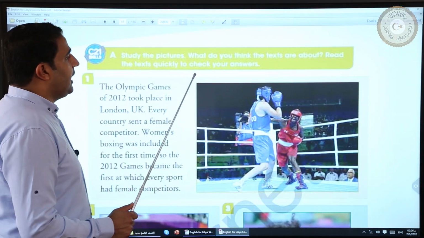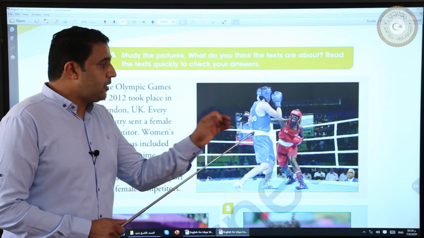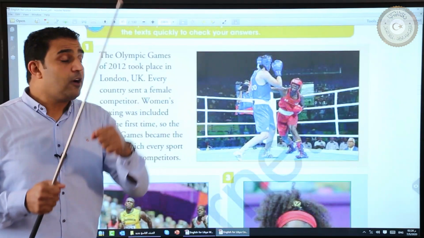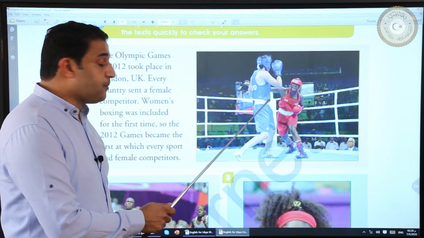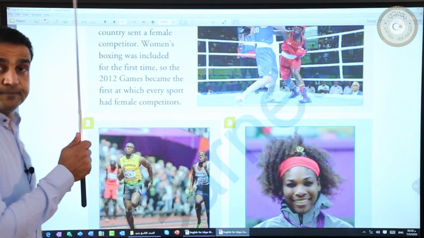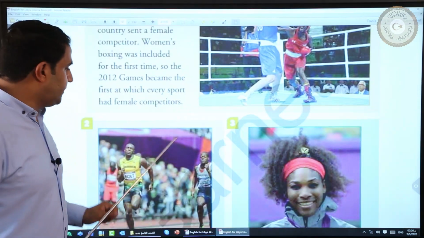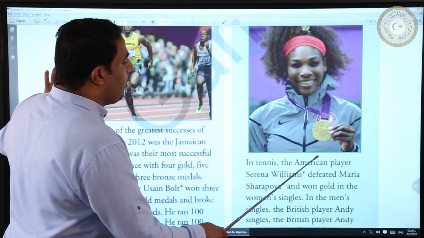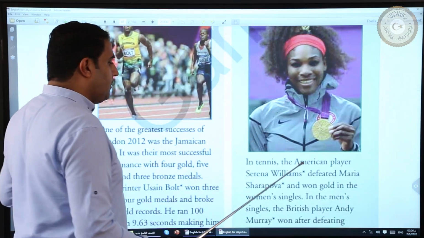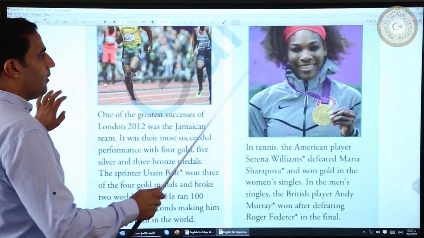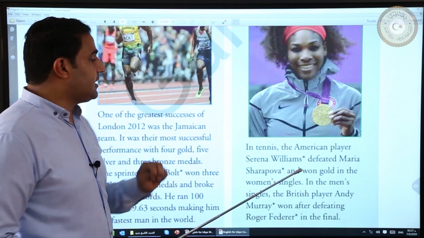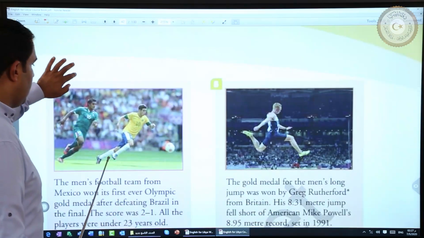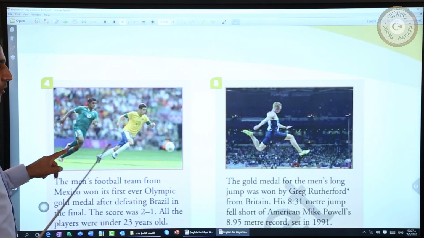Read the text quickly and check your answers. Okay, so what do you think here? This text is about what? About boxing. Very good. So this is called boxing sport. And this one, run sport. And this one here, about winning a medal, about victory. Very good. Another picture here on the second page is about playing football.